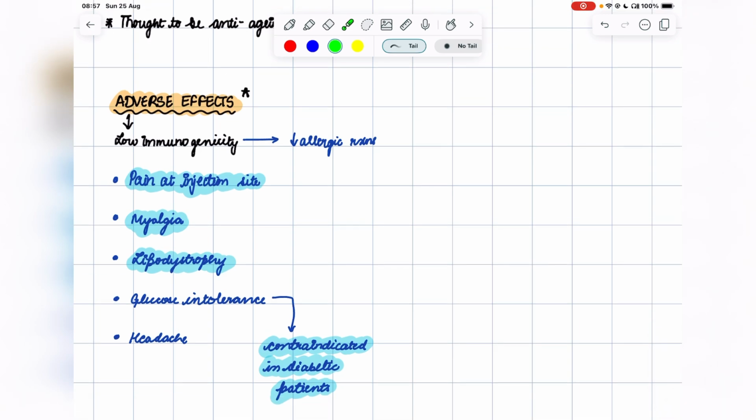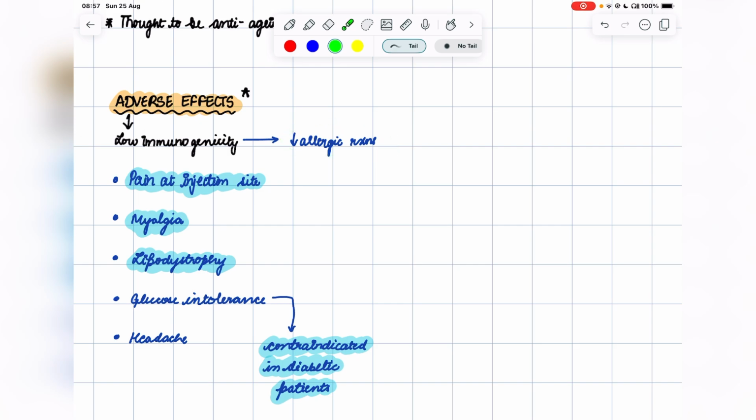Now we come to a very important topic. What are the adverse effects that you may need to write in exam? That can be a direct question, that write a short note on growth hormone. So we have already discussed that they have a low immunogenicity. Because why? Because we have already taught that it is produced as recombinant human growth hormone, somatropin. So there is a decreased chance of allergic reactions.